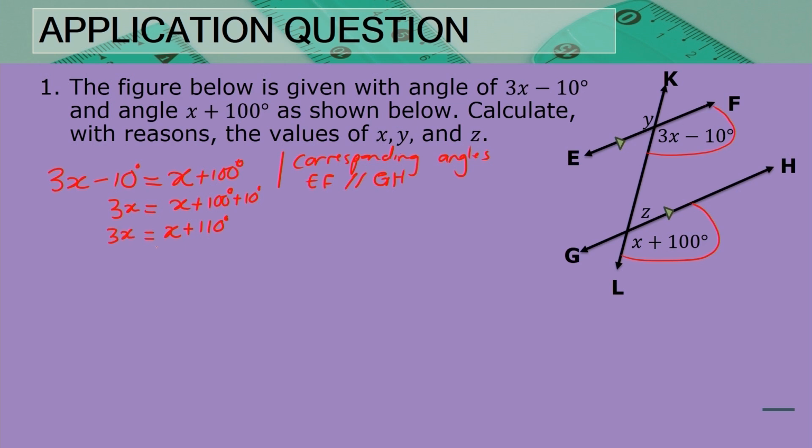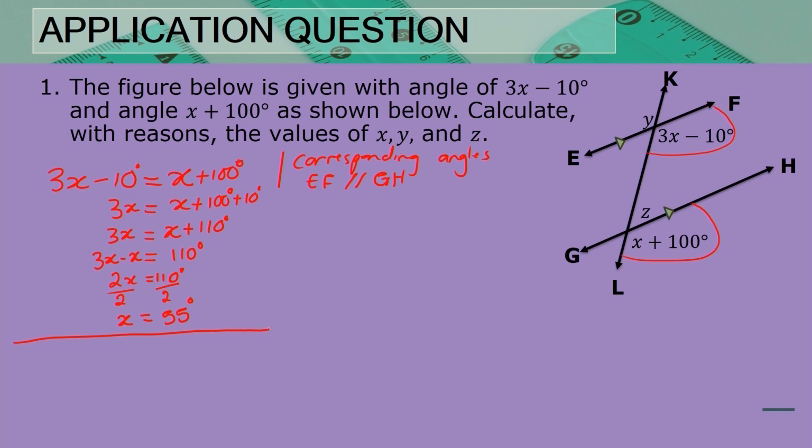Then we are going to use the additive inverse of the x. That means we're going to have 3x minus x, and that is 110 degrees. Now, 3x minus x is 2x. And that is equal to 110 degrees. And when we use the multiplicative inverse of 2, that is 1/2, or that is the same as dividing by 2, we are going to find that x is equal to 55 degrees. So our x is equal to 55 degrees.